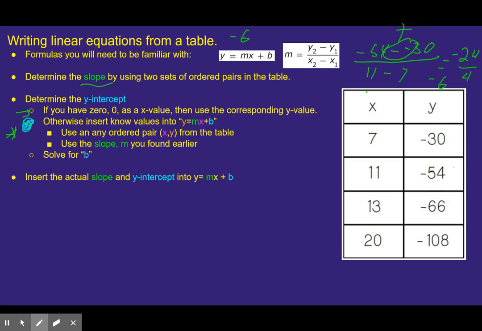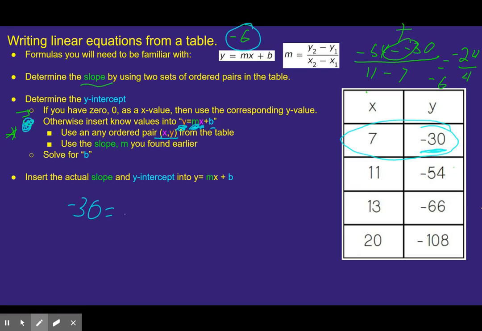And that says you have to insert known values y, m, and b. Okay, so where am I getting this y from in the x, these values here? Use any ordered pair from the table. And I'm going to use these two because they're the smallest. All right, so my y value is negative 30. My x value, my slope, we got it right here.